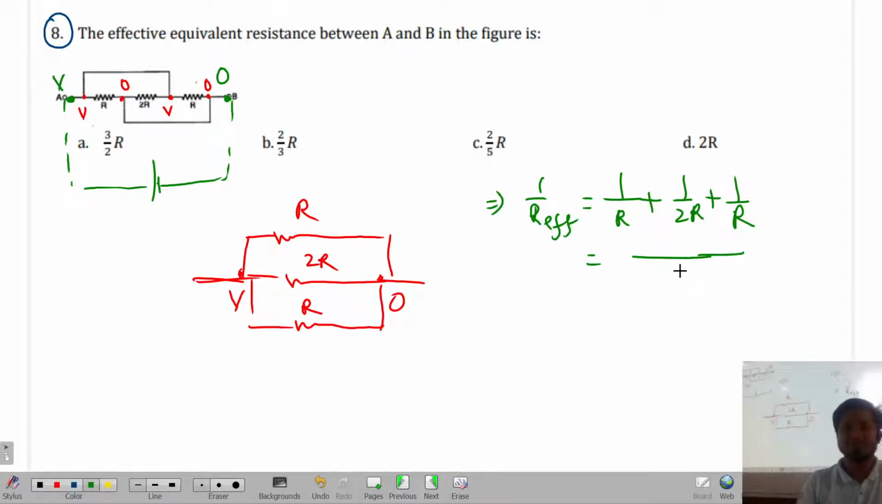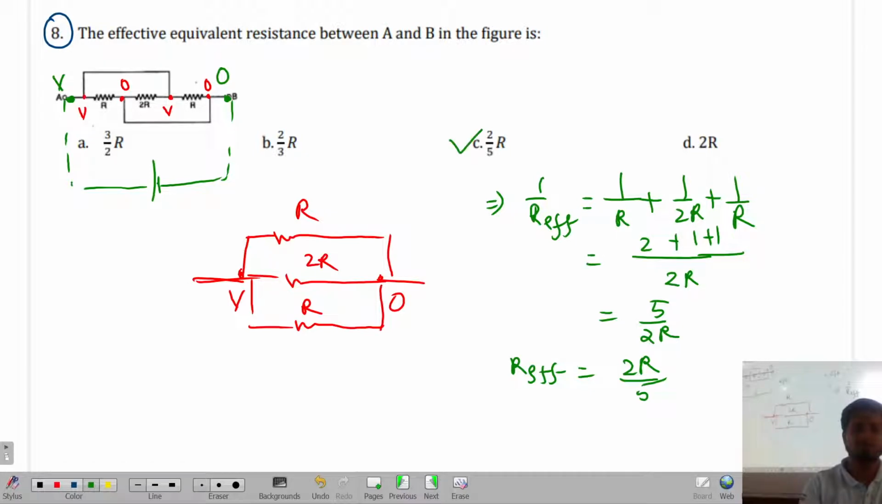Okay. So how much is this resistor? 2R. So 2 plus 1 plus 1, so this is 5 by 2R. R effective is how much? 2R by 5. Option C. Good or not?